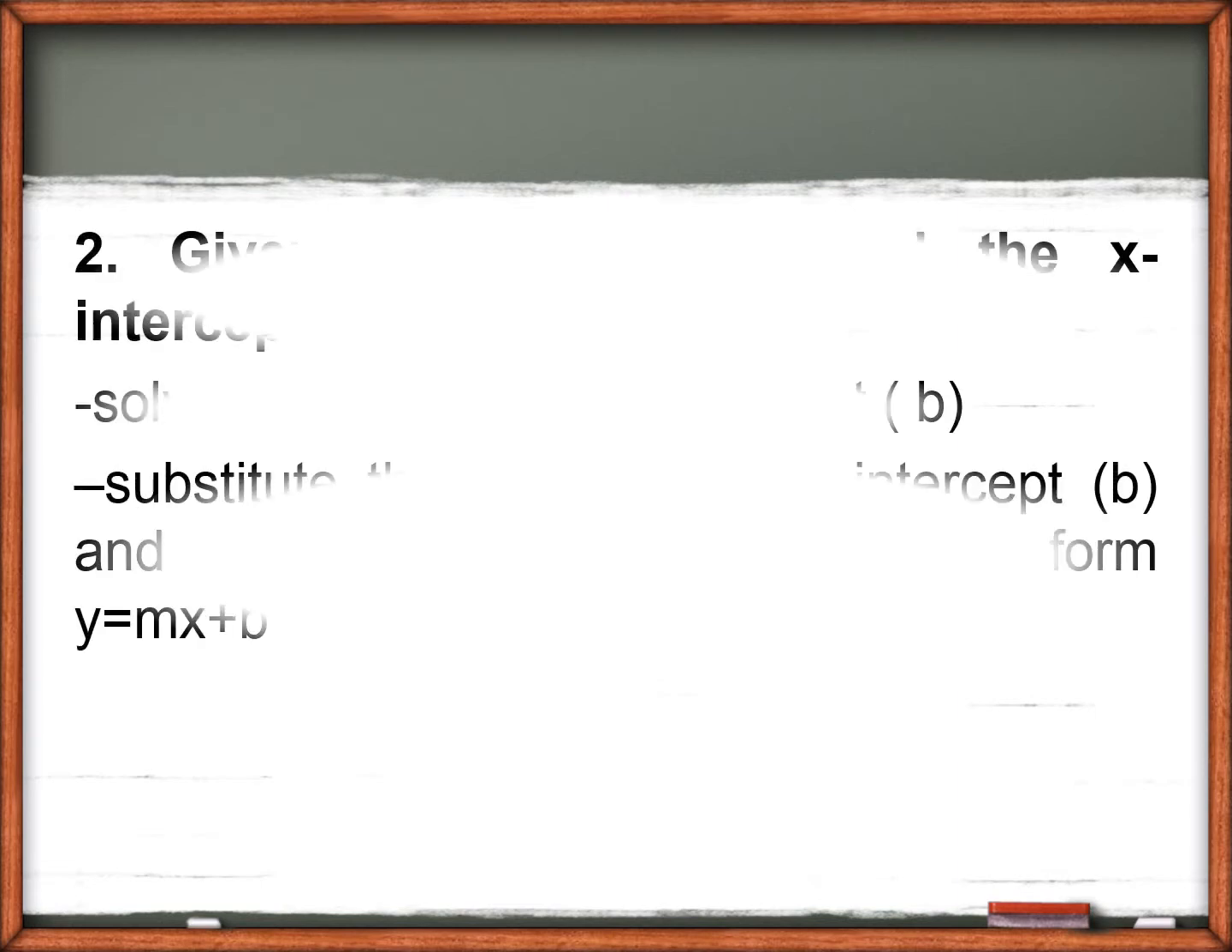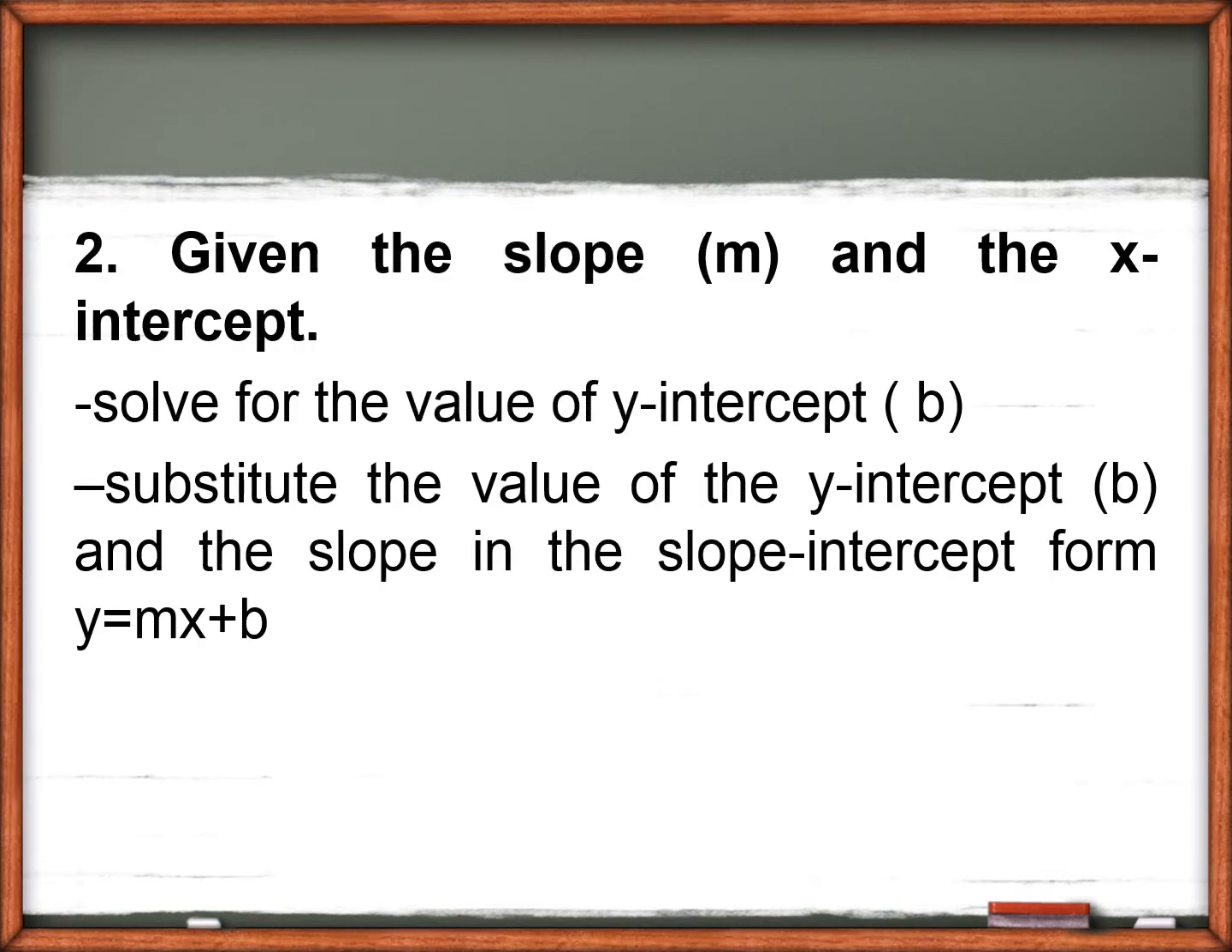The second condition is given the slope and the x-intercept. In finding the equation of the line given the slope and the x-intercept, first, we need to solve for the value of the y-intercept or b. Second, substitute the value of the y-intercept and the slope in the slope-intercept form, which is y equals mx plus b.